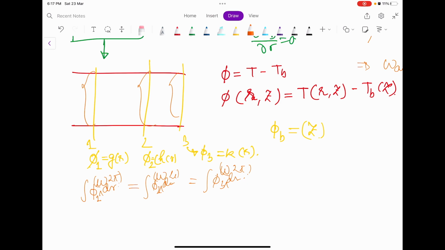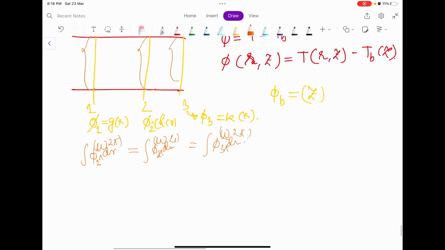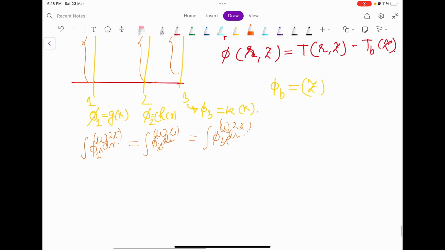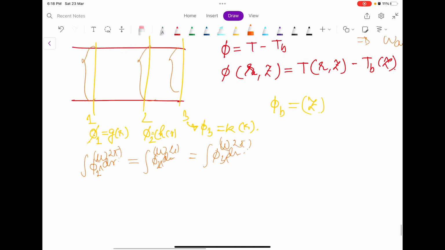So if the quantity averaged over the cross section is changing with the axial direction, then you are sure that this phi has a z dependence, okay. Am I clear about that? Because if I can give you a real life analogy, a beautiful analogy, okay.